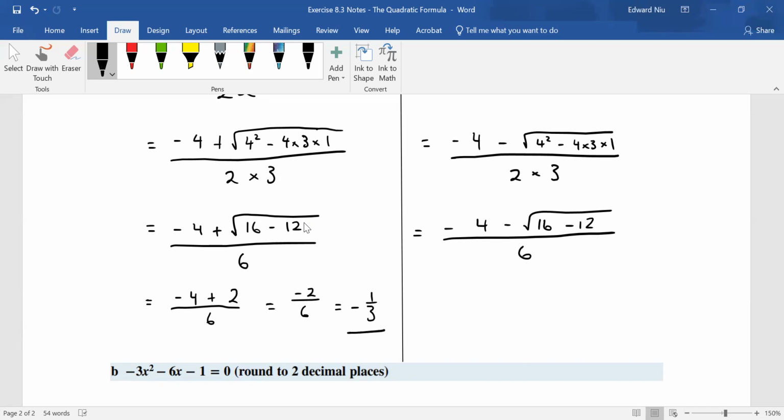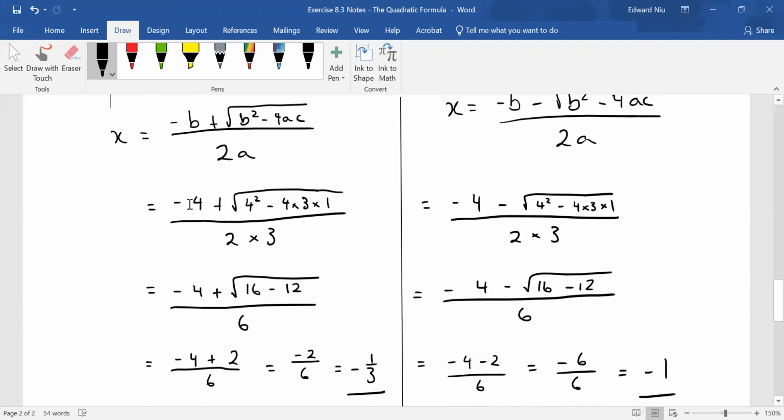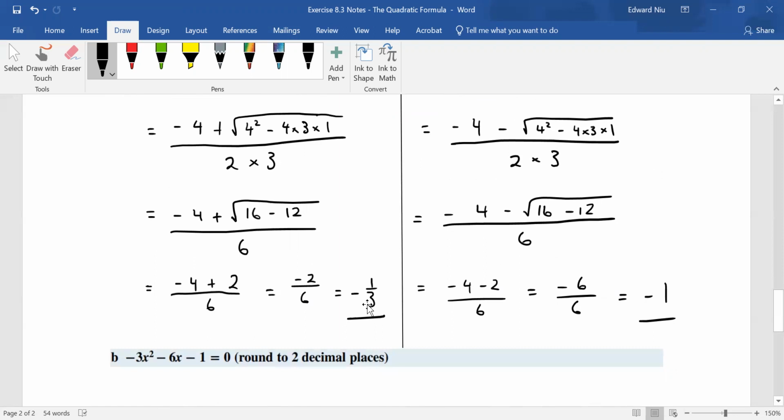All right, so that's our answer for the first part. So notice how it's not a whole number or an integer. On the right here, what we have is negative 4 take away square root 4, which is 2. So negative 4 take 2, which is on 6, which means we'll have negative 6 on 6, which equals negative 1. Okay, so our two answers for x, as you can see, we're figuring out what the x value is, negative 1 and negative 3.